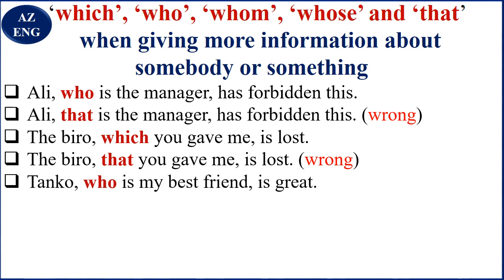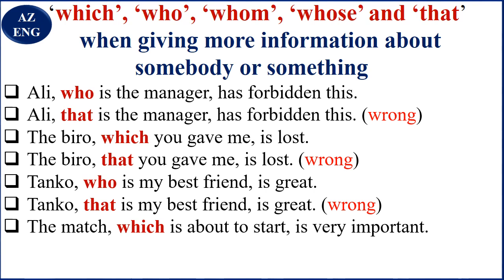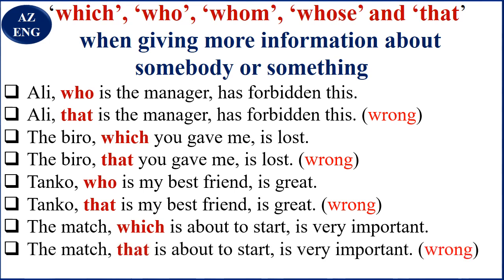Tonko, who is my best friend, is great. This is correct. Who is my best friend gives us more information about Tonko. Tonko is the name of a person, a male. Tonko, that is my best friend, is great. No. The match, which is about to start, is very important. So you see, match is not a person too. So we use which is about to start is very important. But the match that is about to start is very important. No. Good.